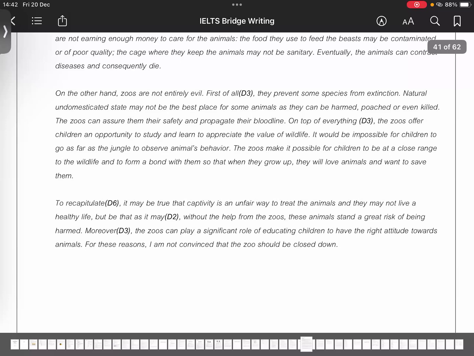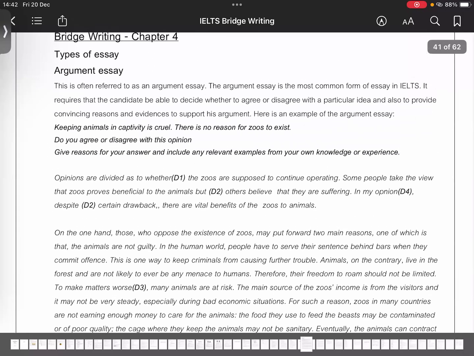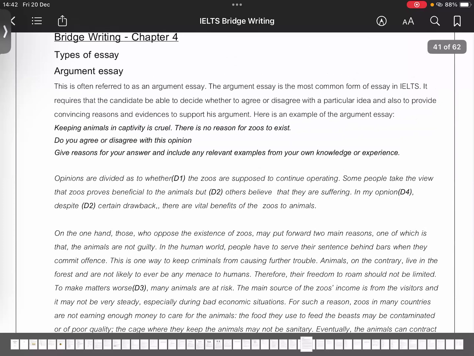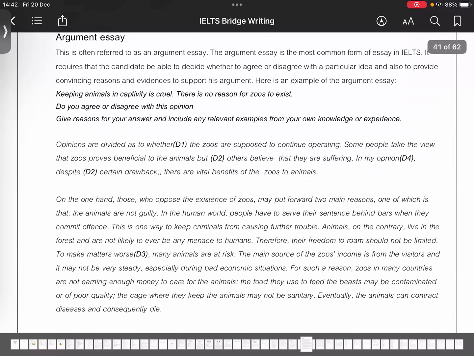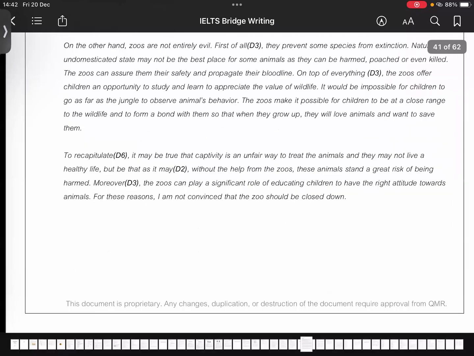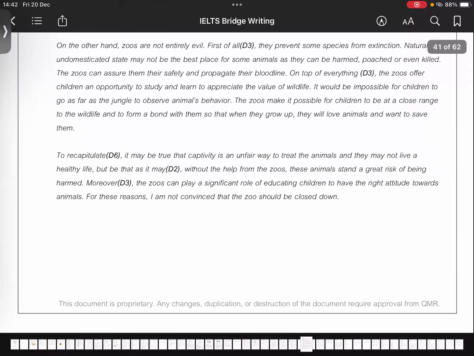If you look at the second paragraph, you see that the first disadvantage is about what? Animals are not guilty. And the second point is many animals are at risk. Okay, so those two sentences are just paraphrased and put in the conclusion paragraph. So basically it restates the same points again.